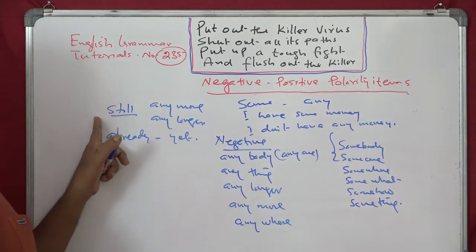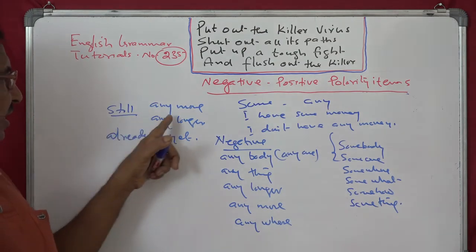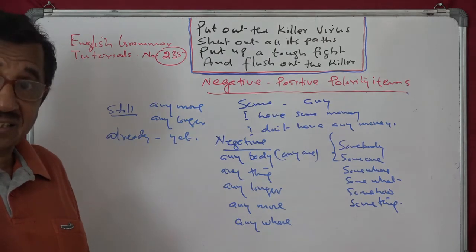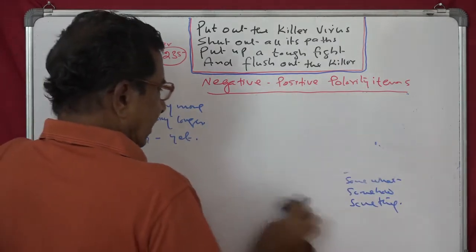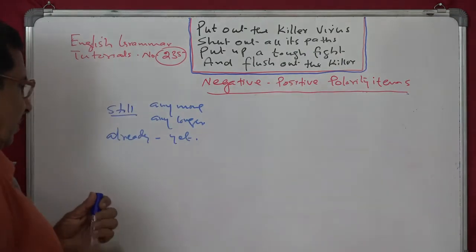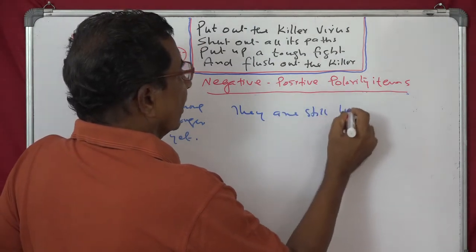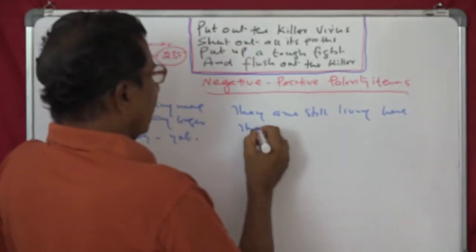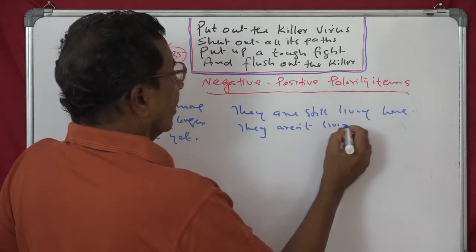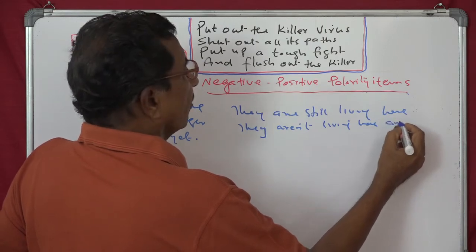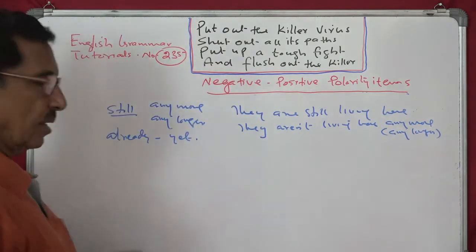And still: I am still living here. They are still living here. That is a positive sentence. The negative: they aren't living here anymore, or any longer. That's clear.